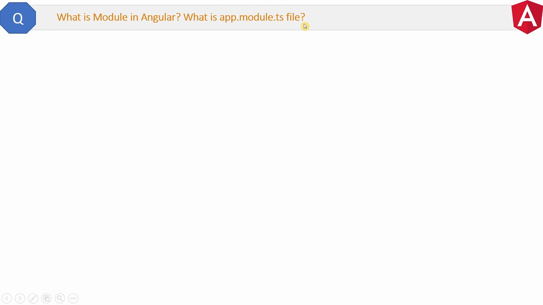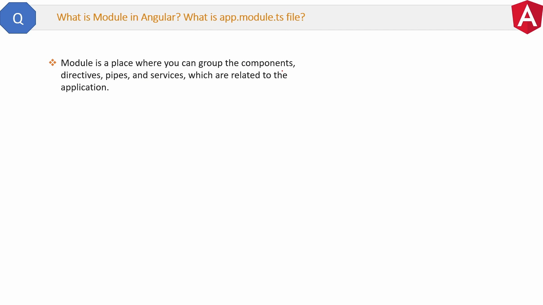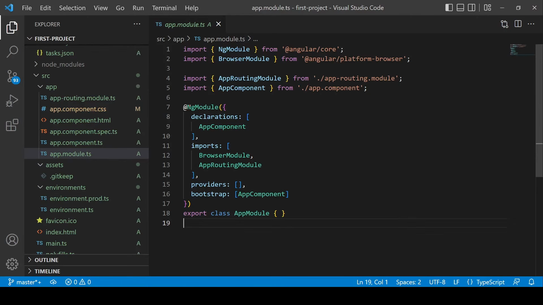What is module in Angular? What is app.module.ts file? After watching this video, you can explain module to anyone. Let's first see the definition and then explore the module in detail. Module is a place where you can group the components, directives, pipes and services which are related to the application. Now let's see the module code.